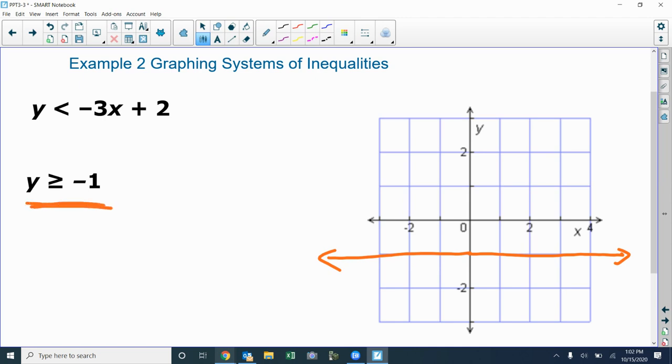So I can still use a test value of zero. I'm doing the bottom one first, so is 0 greater than -1? Is that true or false? Well, yeah, that's true. So really, this line, it's everything above this. So where is y greater than -1? Think about that. Everything going up, right?